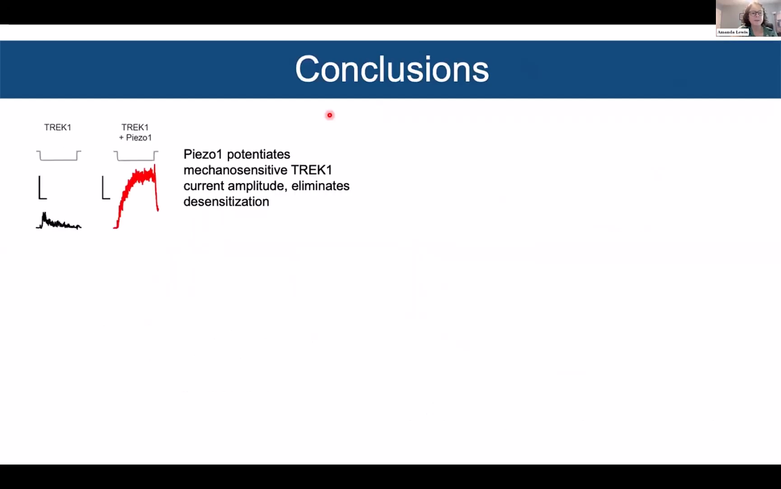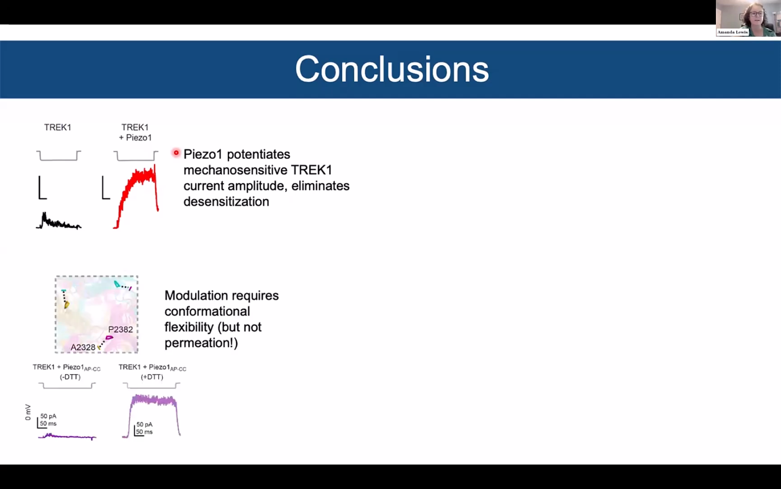All right, so to wrap up the data that I've talked about, first I showed you that Piezo1 potentiates mechanosensitive TREK1 current amplitudes as well as eliminates their desensitization, basically replicating the result originally found by Eric Honoré's lab. We found that this is true not only for mouse Piezo1, but also for the fly Piezo isoform, and that actually the fly isoform is more effective in doing so, which was a surprise to us.